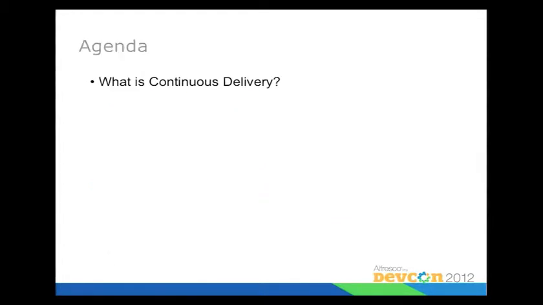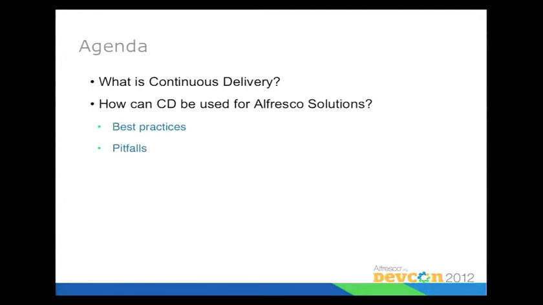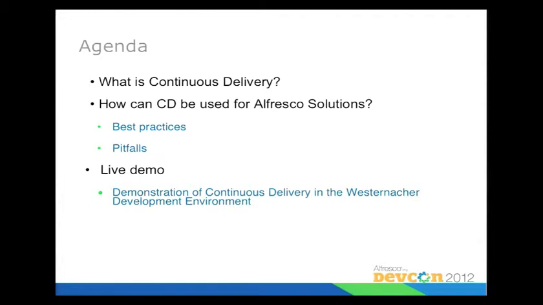I think that continuous delivery is probably something that most of you have heard of, but you might not 100% know what is behind it. So what are the cornerstones of continuous delivery? That's the first thing we'll talk about. Then I'll show you some best practices and pitfalls in Alfresco environments when you want to introduce continuous delivery for Alfresco projects. And I'll end with a live demo of how we actually use continuous delivery in our development environment. So I'll show you some coding and how this works in real life.